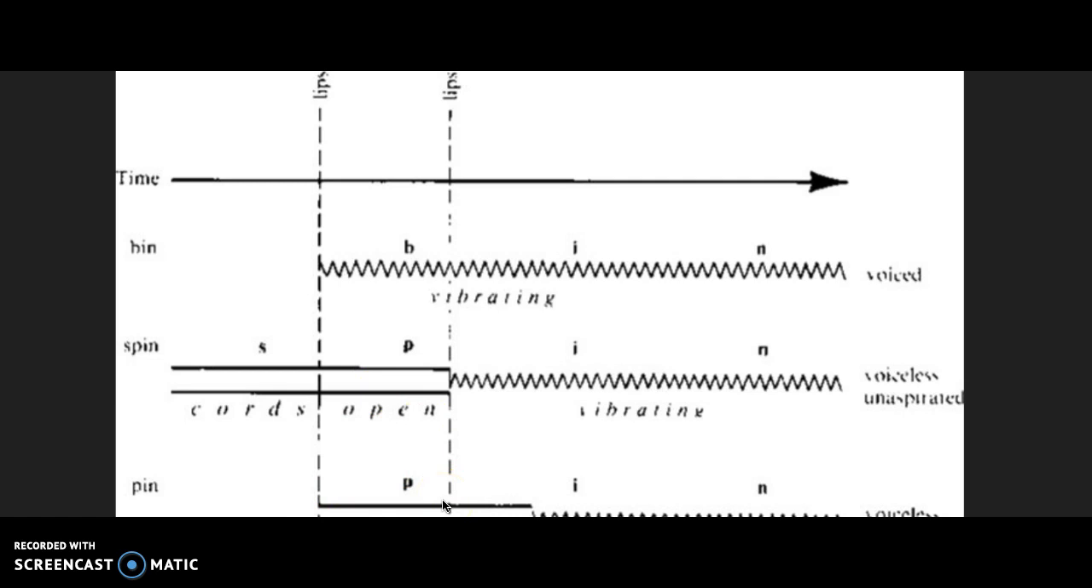I want you to hold up your hand in front of your mouth, the back of your hand, and say the word spin. You shouldn't feel too much breathiness against your hand. Spin. Now say the word pin. You should feel that burst of air because of that aspirated P right here. And you can see that there's even a little bit of extra time after your lips come apart, that air is still flowing through there. And this is where you feel that air from the aspiration.